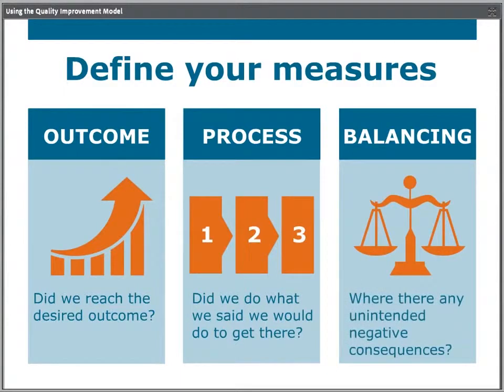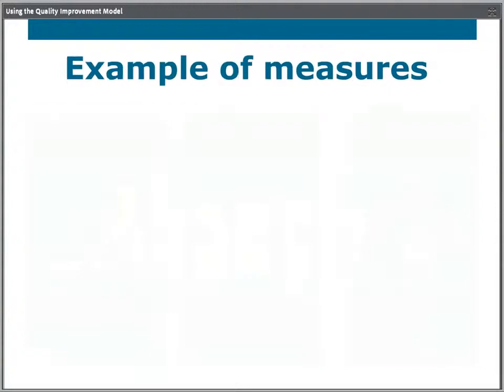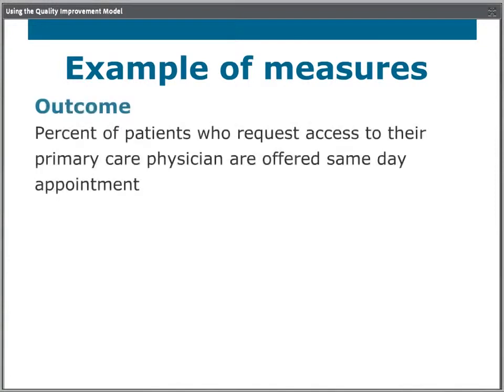So let's go to an example. So if we go back to our aim statement, we asked if we could offer all patients same-day access to their primary care physician within 9 months. So an outcome measure could be the percentage of patients who request access to their primary care physician, that they're offered a same-day appointment. Or it could be the number of patients. But what we really want to find out here is, are we tracking this over time? Are we improving over time? So this might look like a run chart, and we can talk about things like that in a different webinar.